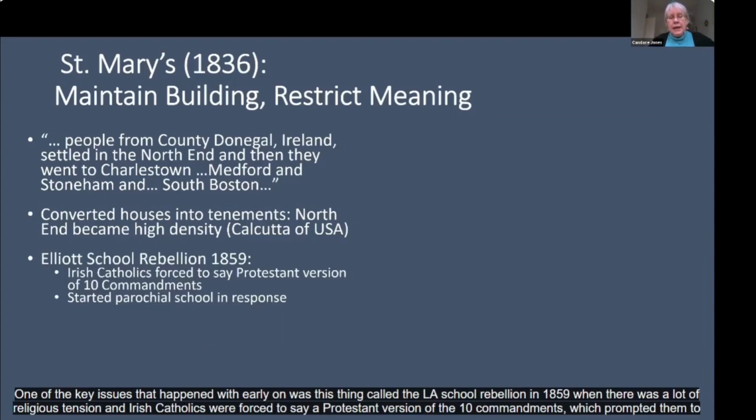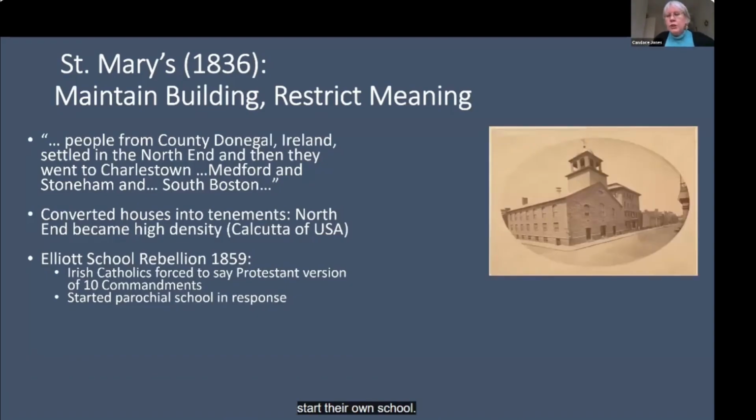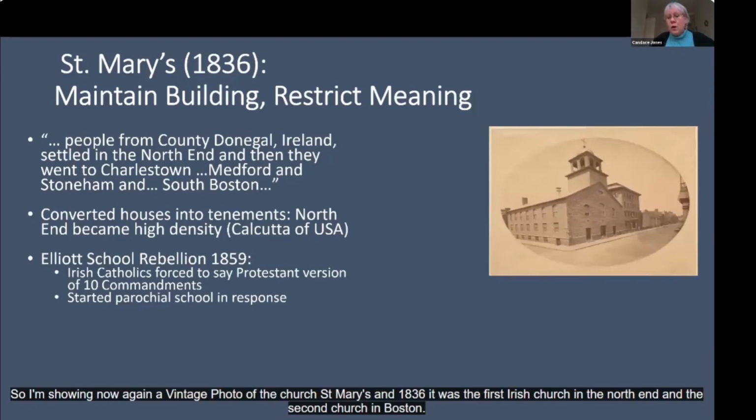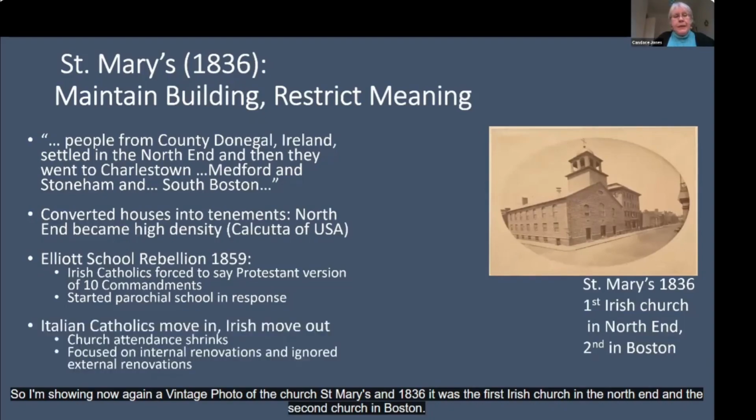One of the key issues that happened early on was this thing called the Eliot School Rebellion in 1859, when there was a lot of religious tension, and Irish Catholics were forced to say a Protestant version of the Ten Commandments, which prompted them to start their own school. So I'm showing now, again, a vintage photo of the church, St. Mary's. In 1836, it was the first Irish church in the North End and the second church in Boston.